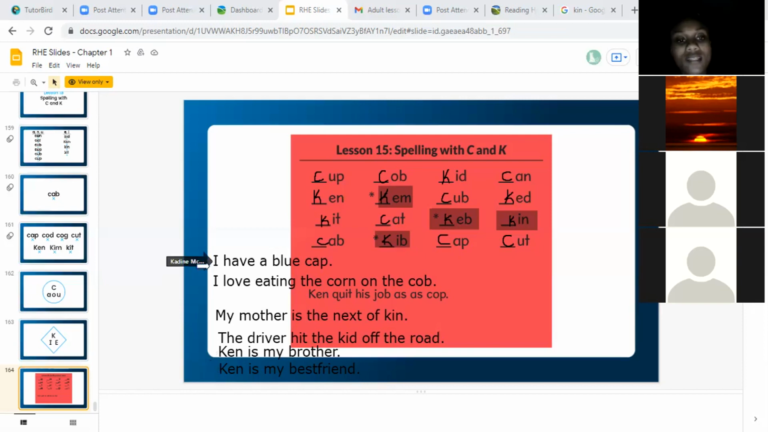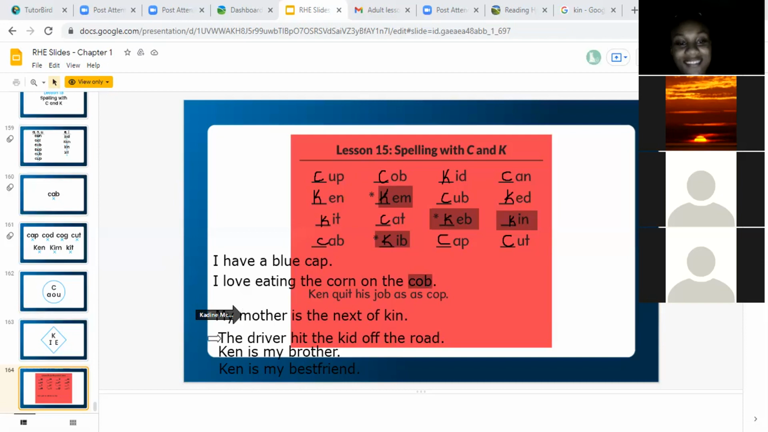Oral, it's your turn. I have a blue cap. I love eating the corn on the cab. All right, look at this word. Check out the vowel. Cob. All right, good. My mother is the next of kin. Tell me this word again. My mother. No. Mother. Yeah, mother.